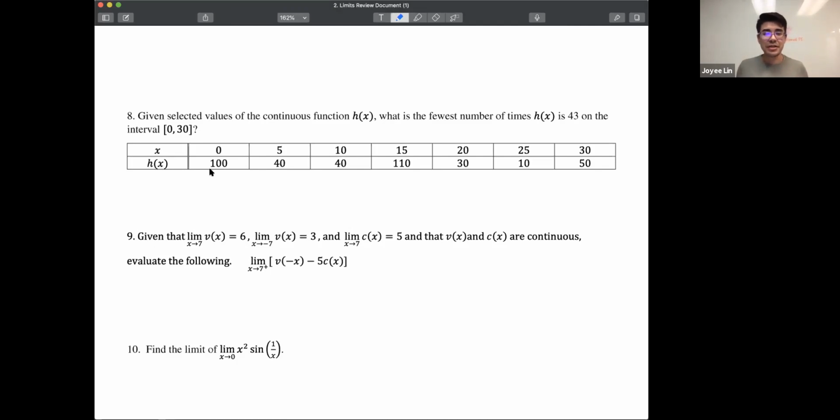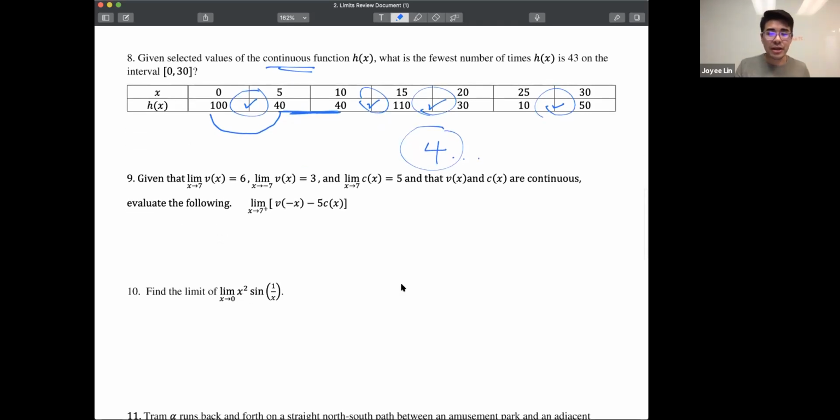Right here, if we look at this interval, it goes from 100 to 5 and it's continuous, so it has to pass through 43. Goes from 40 to 40, it could, but we don't know. It goes from 40 to 110, true. It goes from 110 to 30, true. 30 to 10, we don't know. And then 10 to 50, it passes back through 40. So there's 1, 2, 3, 4. Okay, that one's not bad.